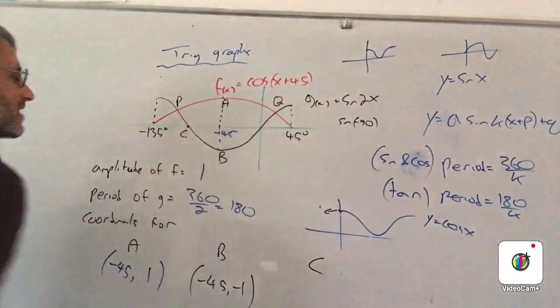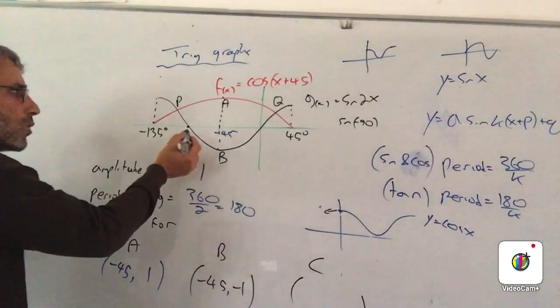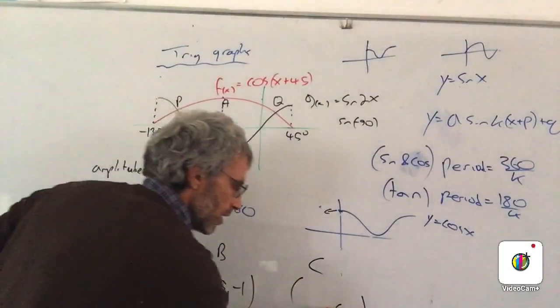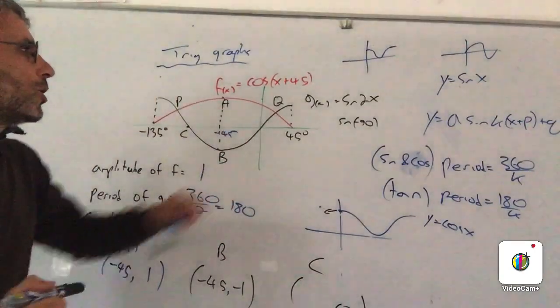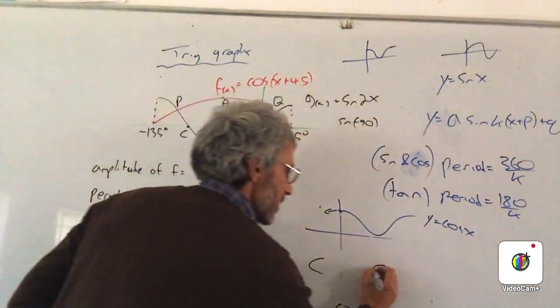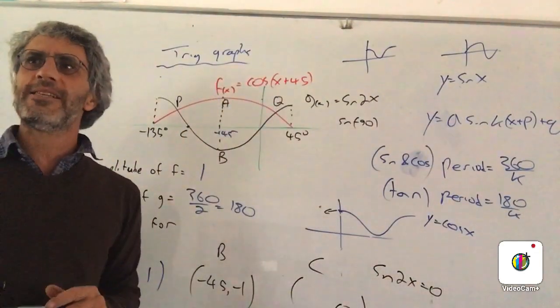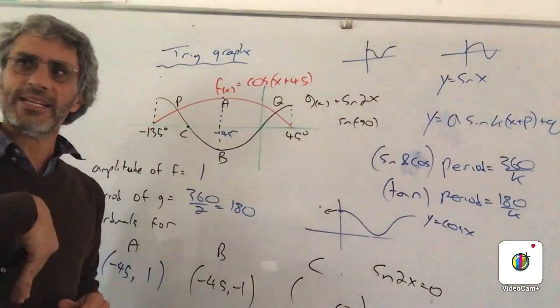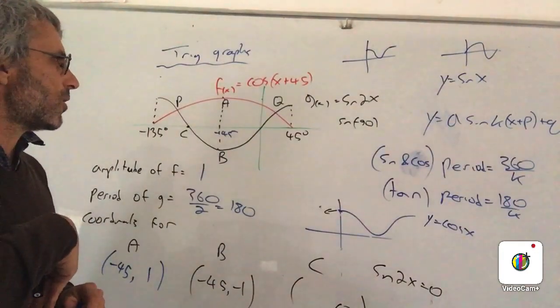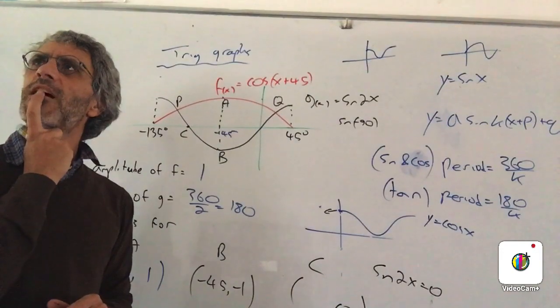So C. We want to find the coordinate C. First of all, I know that the y value is what? What is the y value? 0. So I'm asking myself, when is sine 2x going to be 0? Sine is 0 at 90 and at minus 90, right? Or am I wrong? No, sorry, at 180. Yeah, it's 0. Normally 180.